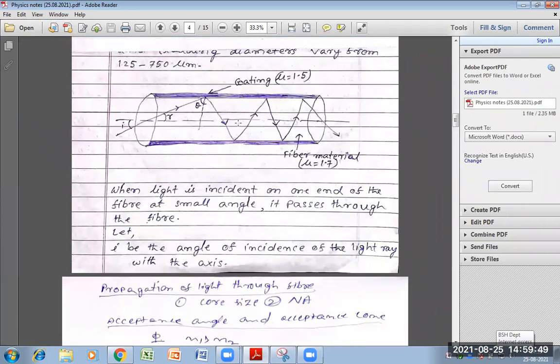Now, here optical fibers are made in length of 1 kilometer. You know all these things. Again, I will repeat all these things from the previous class. Already, I have completed all these types of optical fiber. So again, I will repeat all these things. Optical fibers are made in length of 1 kilometer. It is joined using suitable connectors.